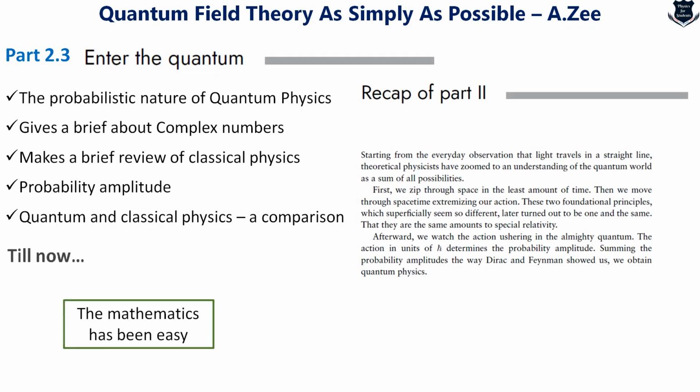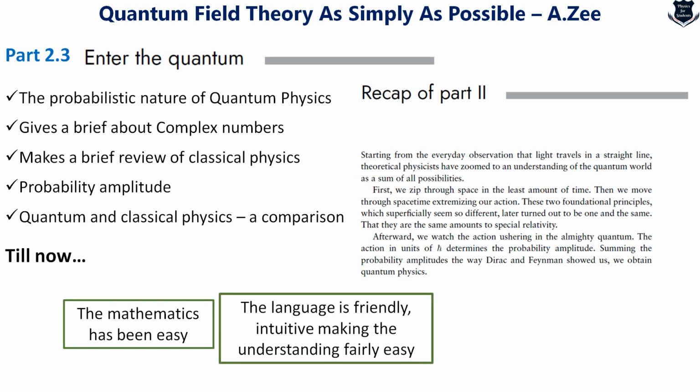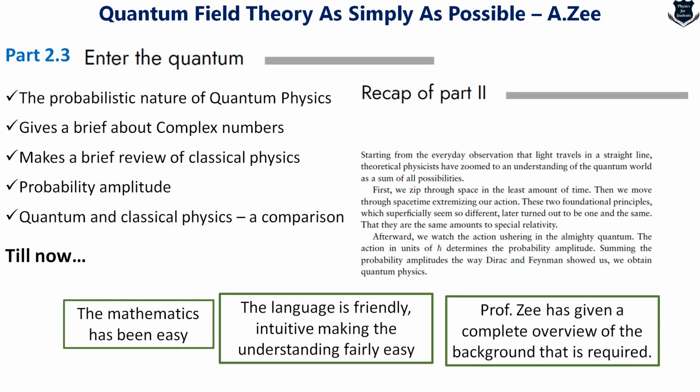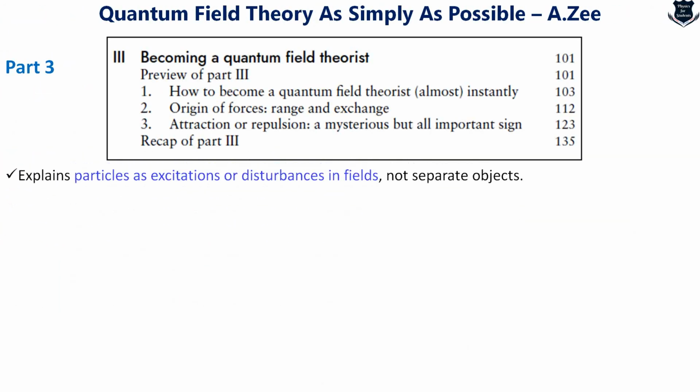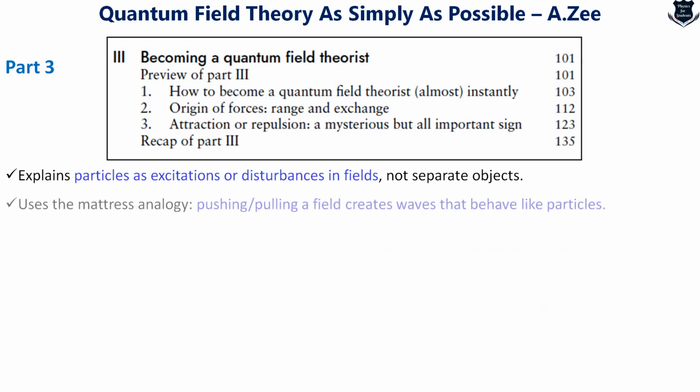Now till now, as you can see, the mathematics has been very easy. The language is friendly, giving you a historical account, and Professor Z has given a complete overview of whatever background material is required in order to understand the very complex quantum field theory. Now we get into part 3. In part 3, he discusses more about these parts. This is very important. We get into the core of quantum field theory. He tells why particles are excitations or disturbances of fields. If you watch my videos, I have also talked about this. He uses this mattress analogy.